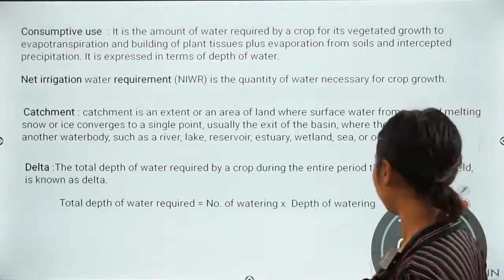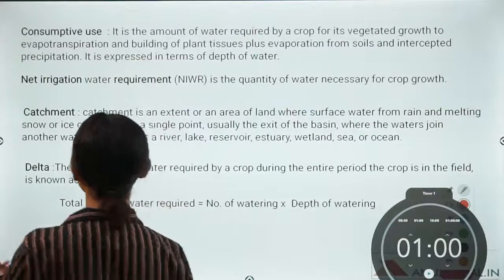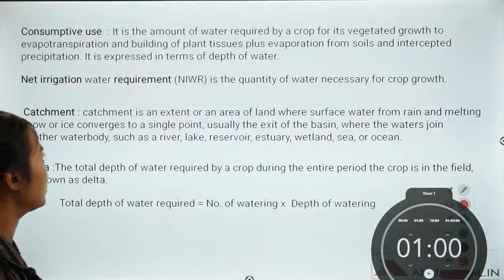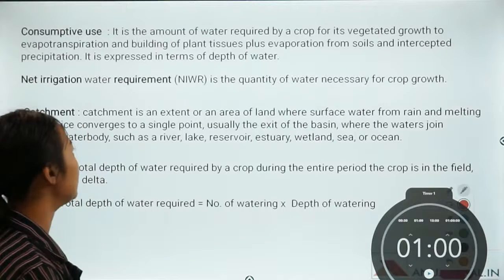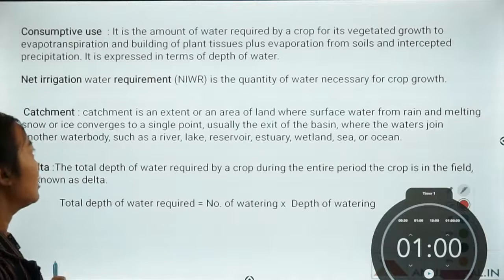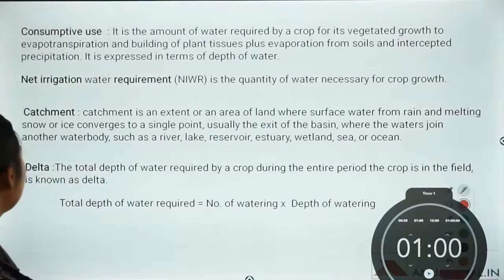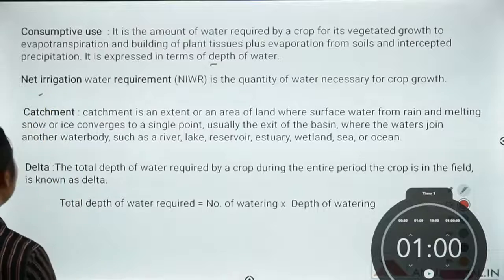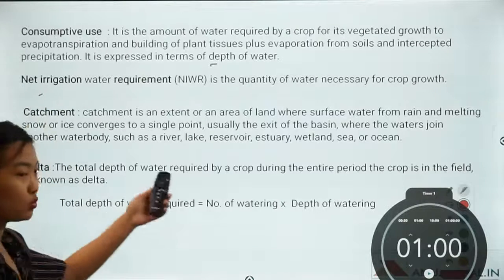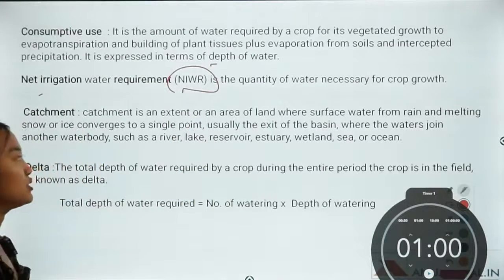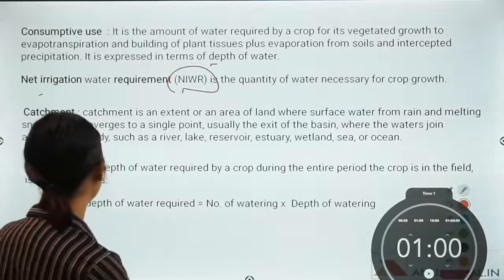Okay, so let's go off with our first term, which is consumptive use. It is the amount of water which is required by the crop for its vegetative growth, for example, evapotranspiration and building of the plant tissues, plus transpiration from the soil and intercepted precipitation. It is expressed in terms of depth of water, right? But we have net irrigation water requirement, also known as NIWR. It is a quantity of water which is necessary for the crop growth, right?